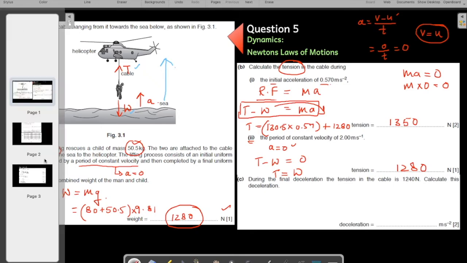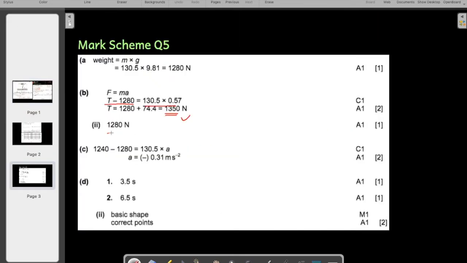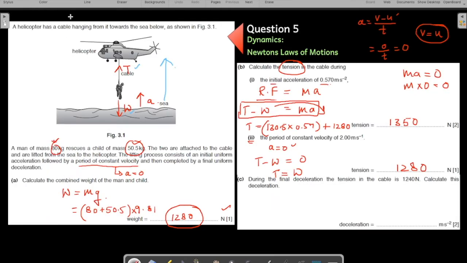Let us tally our answer with the mark scheme. 1280. So this comes from the concept of terminal velocity as well. You can go to my video on terminal velocity. The link for it I have put in the description box. Please go through it to understand all about terminal velocity.